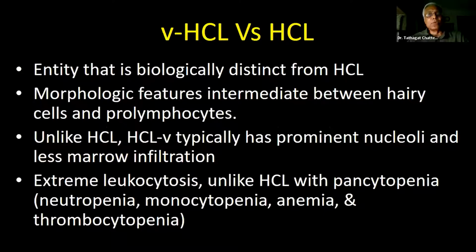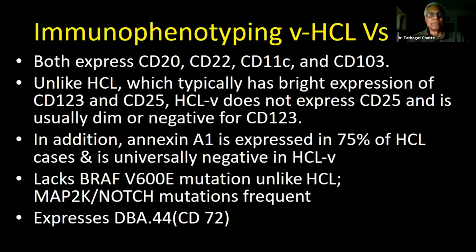The morphological features were intermediate between hairy cell and prolymphocytes. The variant typically has prominent nucleoli. And remember, this term has now been used in splenic lymphoma with prominent nucleoli in the latest classification. Extreme leukocytosis is the rule, unlike classical hairy cell, which has pancytopenia. And of course, monocytopenia never takes place in variant. The immunotypic features are CD20 positive, CD22 positive, CD11c positive, and CD103 positive.